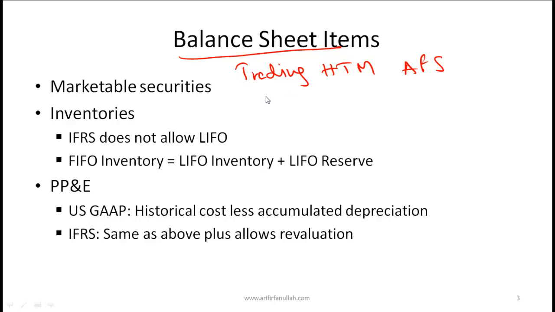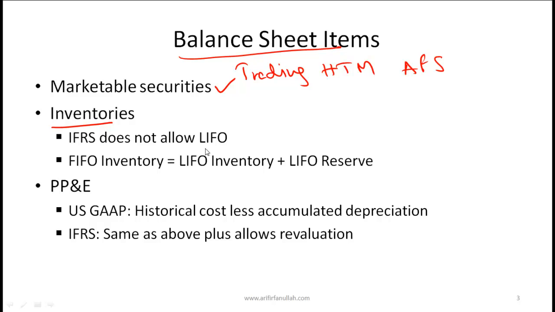So if there's a question on this, the most likely answer will involve the basic knowledge that there isn't really much of a difference between IFRS and US GAAP when it comes to marketable securities. Inventories, on the other hand, there is a substantial difference.